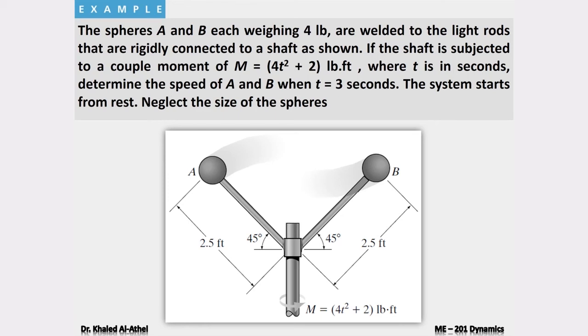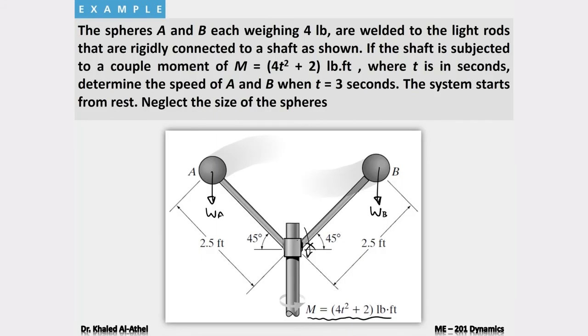Now, to look at this problem, what forces do I have? I have the moment that is applied here. I have the weight of B and A. And what else? They are welded to the rods, so there's nothing in there. Maybe these are welded, so they are not actually moving, so you don't get any moment in here. Okay, and that's the only forces that you have.